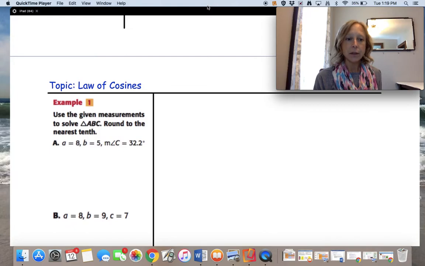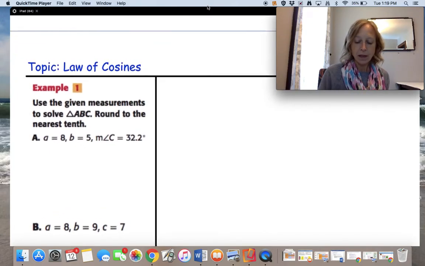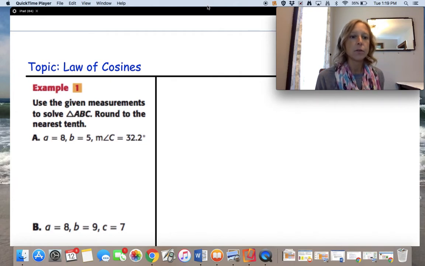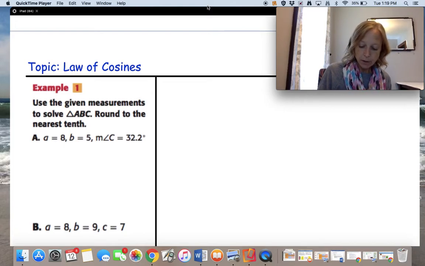So let's write down that first example, letter A. The directions say, use the given measurements to solve triangle ABC, round to the nearest tenth. Remember, when we're being asked to solve a triangle, it means to find all the missing measurements. So let's begin by drawing this out. I'm going to label ABC and then put my sides on there.